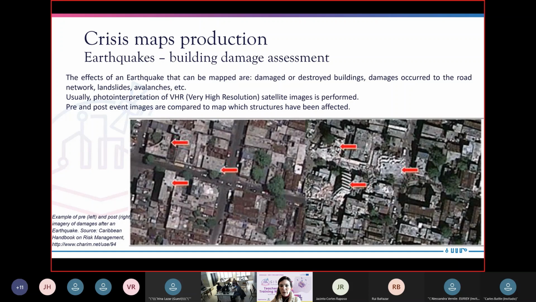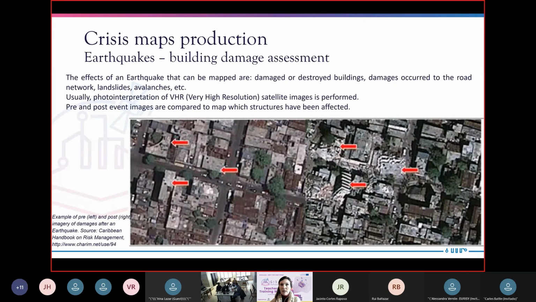So to see which are the affected buildings, and if there are debris in the roads, so if the roads cannot be used, let's say, you cannot go on the road because they are blocked by the debris, or if infrastructures are destroyed, such as bridges.